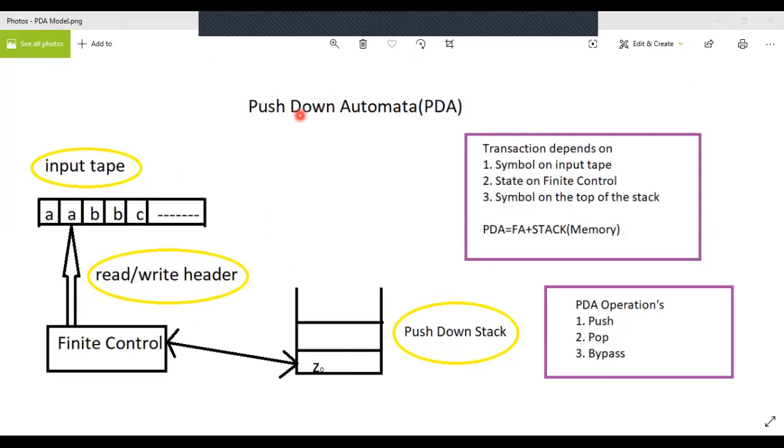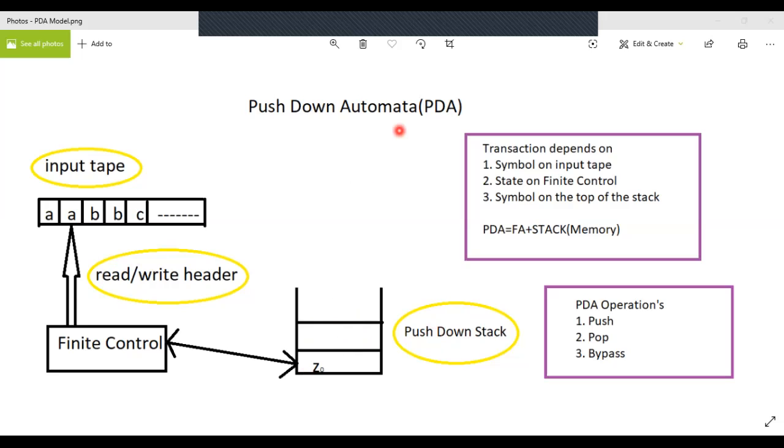So this is the graphical representation of pushdown automata. It has an input tape which is capable of holding input symbols. It also has a read-write head which can read a symbol at a time from the input tape, and it can move in the forward direction. It also has a finite control which has some state on it. There is an additional memory component in the structure of pushdown automata, which is called the pushdown stack. The pushdown stack can hold valid stack symbols. Z0 is the initial stack symbol which marks the bottom of the stack.